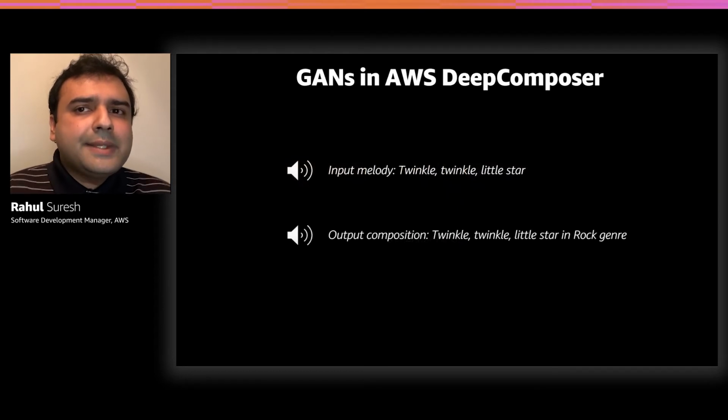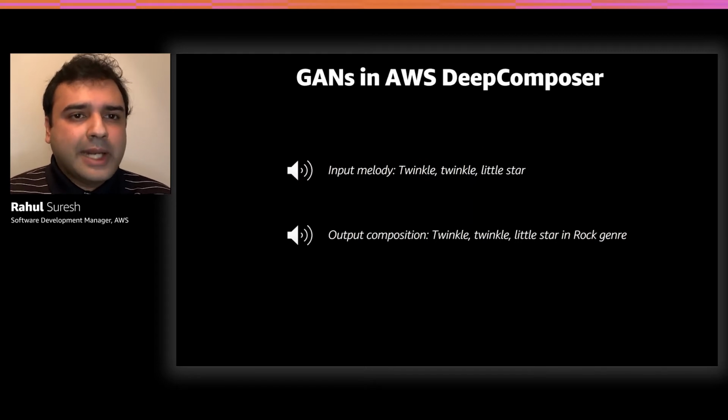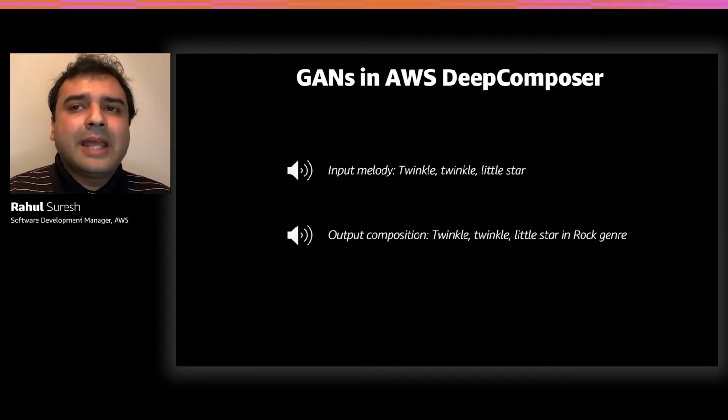Now, let us hear some samples from AWS DeepComposer that show how GANs work in practice. So first we're going to hear an input melody with plain notes that shows Twinkle Twinkle Little Star, a very common nursery rhyme.